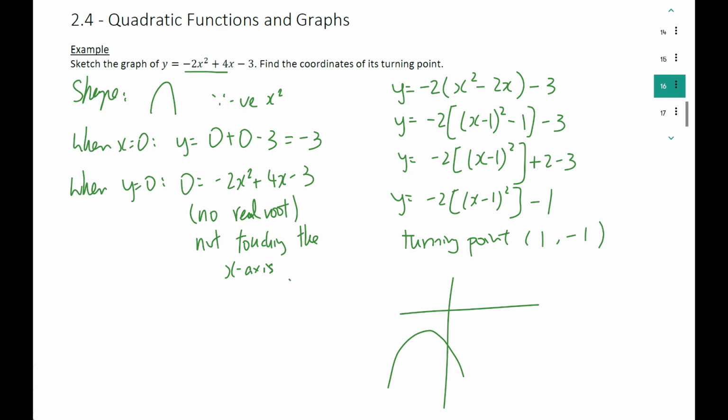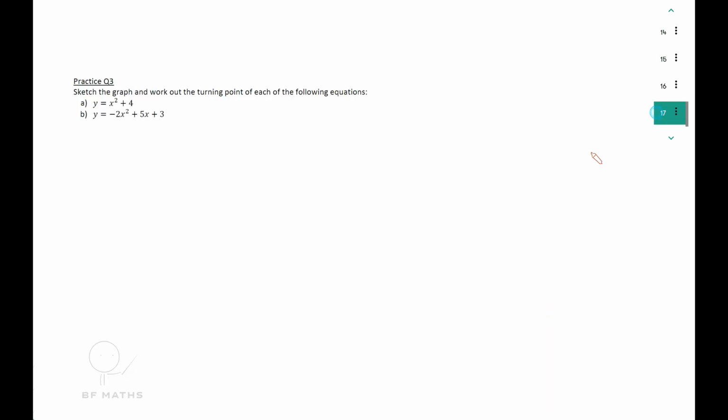If we draw it like this, the x coordinate for this point is negative. Therefore, it's not correct. So we have to draw it this way. That's a minus 3. That's a 1, minus 1. Yeah, and that's the answer. Right, slightly more difficult, slightly more challenging. If you're happy with this, have a go. Practice question 3. Pause the video, have a go. When you're ready for the answer, you can press play.